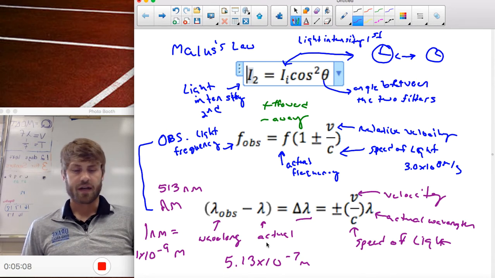Other than that, use meters per second for your velocity and speed of light, and use meters for your wavelength. And you only have a couple problems, so this shouldn't be too bad.